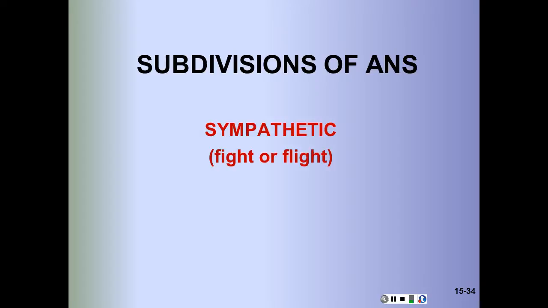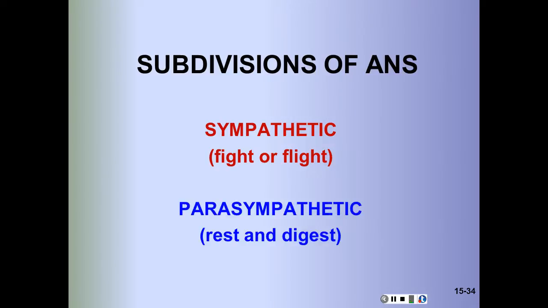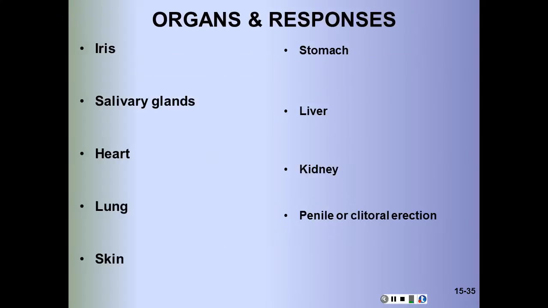Now, what are the subdivisions we went over of the ANS? They are the sympathetic, which is our fight or flight, and our parasympathetic, which deals with rest and digestion. Now, let's look at a few organs in the body and the responses when it comes to sympathetic and parasympathetic.